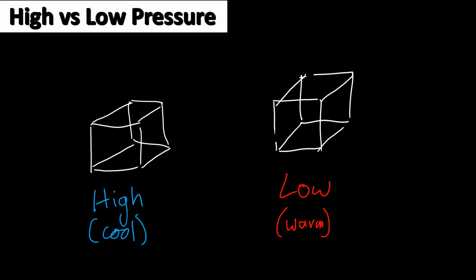Okay, so just like what we talked about with phase changes, you can imagine the high pressure as being a lot more dense. So I'm just going to use some lines to show that it's full. So all the molecules are more closely packed together because they're cooler, because heat is energy. But the low pressure is much more dispersed.